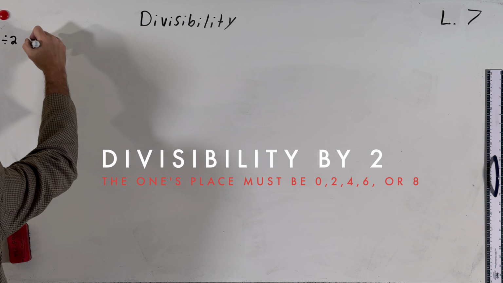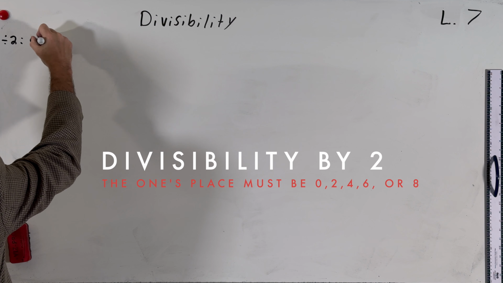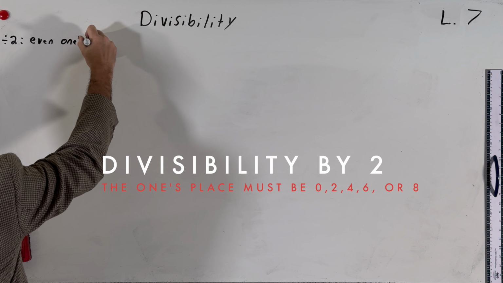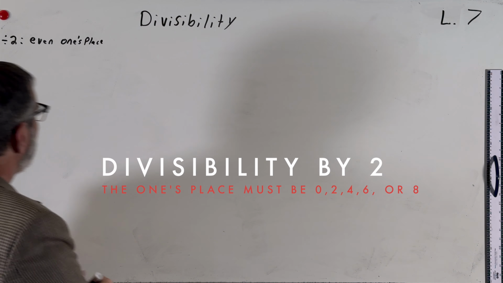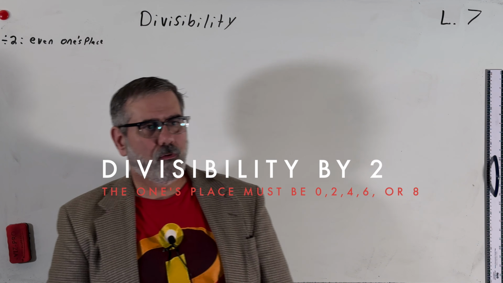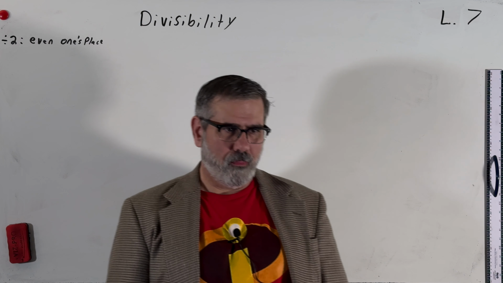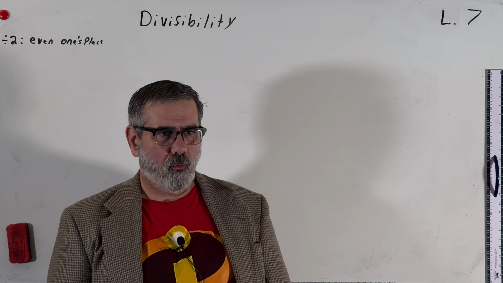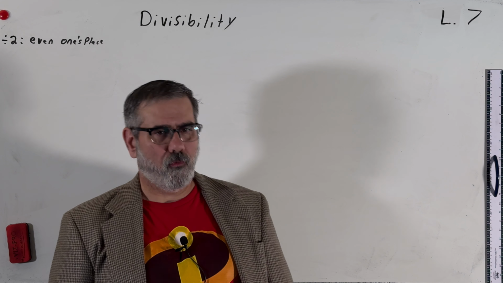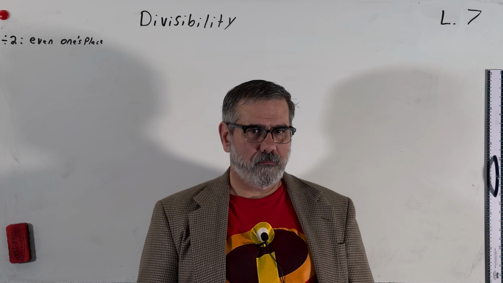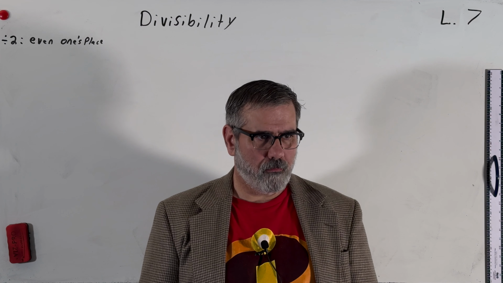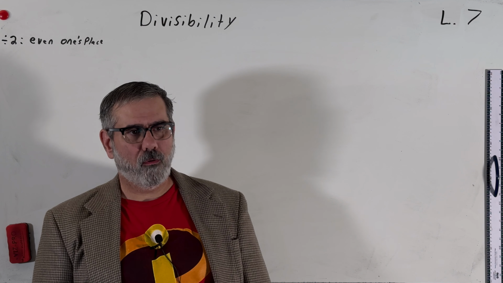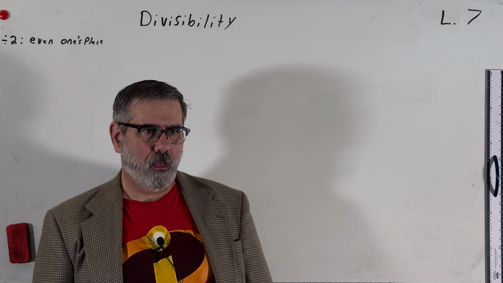Divisibility by 2, even, ones place. Now, I'm not going to prove to you in this lesson why that's the case, that if we simply look at the ones place of any number, if the ones place is an even digit, 0, 2, 4, 6, or 8, then that number is divisible by 2. It obviously works for numbers like 2, 4, 6, and 8, because we know that those are all multiples of 2, yes? But what about a bigger number?